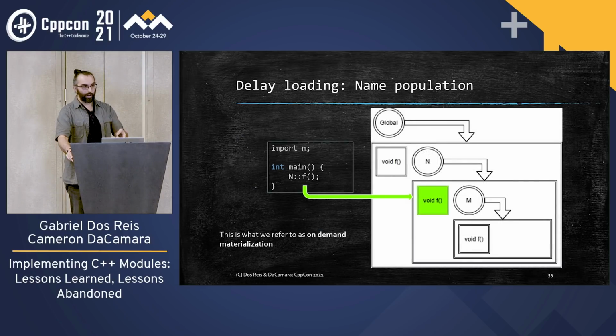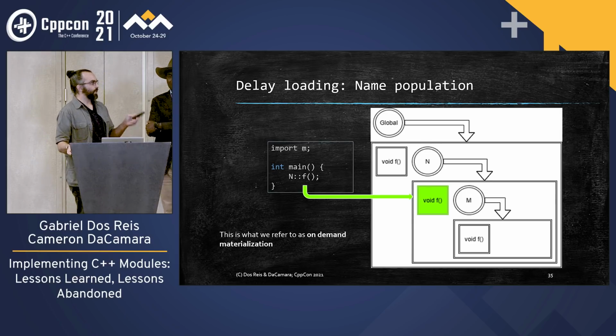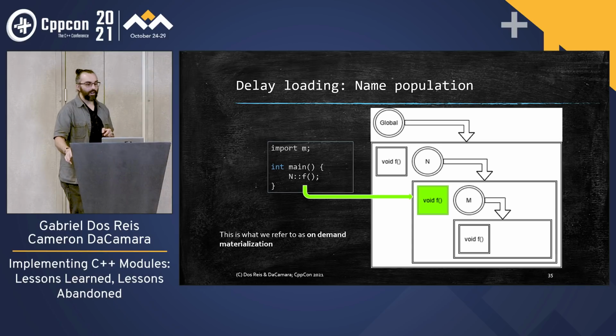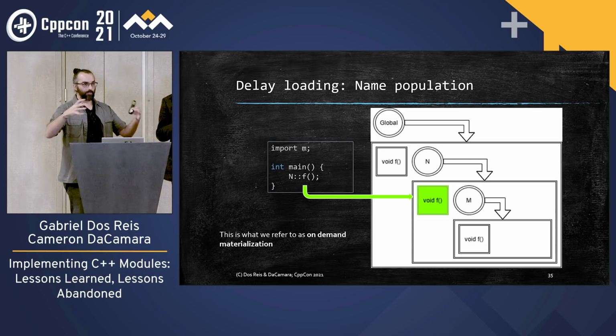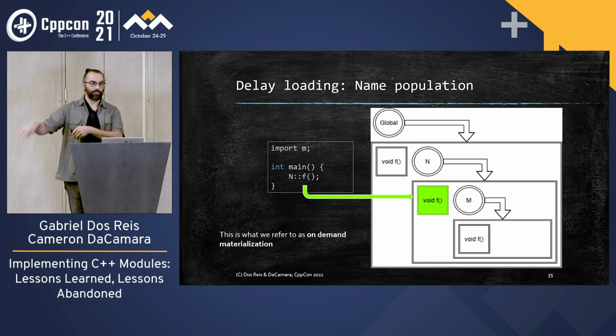When you say import M here, the compiler is going to say, okay, when you do a lookup of N::F, it's really going to become a select over the graph. When that happens, all we really have to do is retrieve the entry void F and take all of its semantic information, materialize it from the IFC, create a symbol for it, and off you go. This is what we refer to as on-demand materialization.